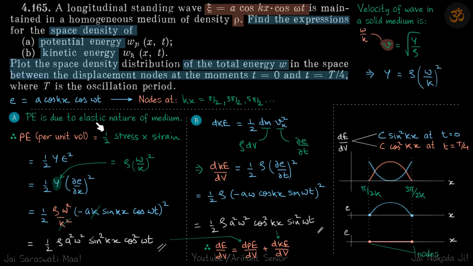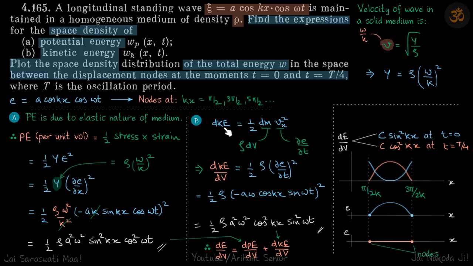Potential energy is due to the elastic nature of the medium. And we know potential energy per unit volume is given by half stress into strain, which can be written as half Y into strain squared. As discussed, the value of Y we will put from here so that we get the variables which we are familiar with, and strain will be the relative deformation, that will be ∂ξ/∂x. So we do ∂/∂x of that, put that value here and put the value of Y, and we get the potential energy per unit volume to be this. So it varies with x and it varies with time.